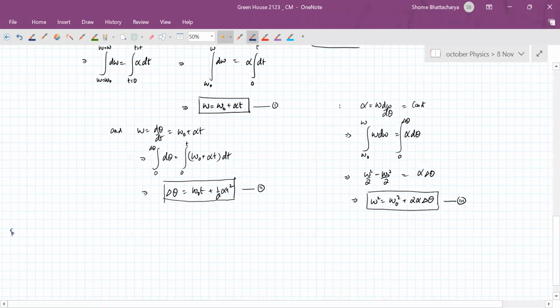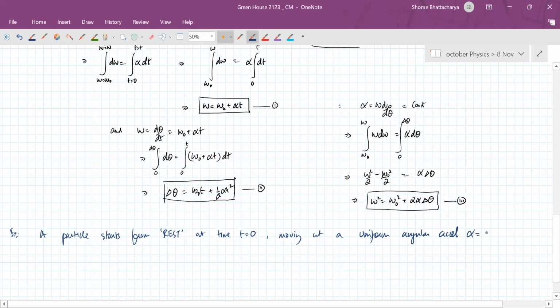Okay, so let's look at a quick example. A particle starts from rest at time t equal to 0, moving at a uniform angular acceleration pi by 4 radians per second square, along a circle of radius 10 meters.